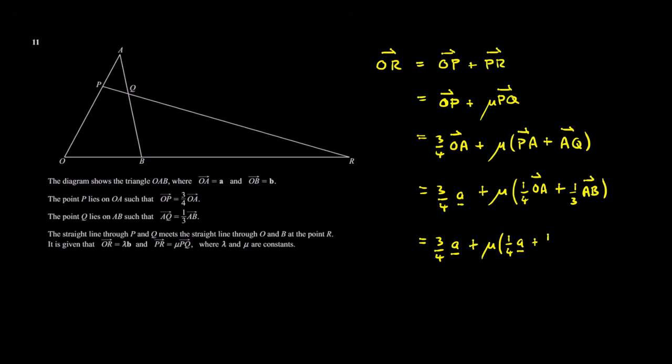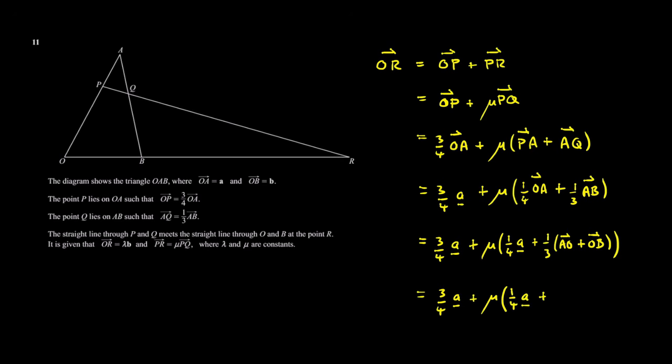Now, we need to know what the vector AB is. So how can I go from A to B? Well, I could do A to O and then O to B. I'm sure most of you do know, I can just write that as OB minus OA. But I'm just being really meticulous here to explain it to those of you who are a little bit unsure. So everything here remains the same.